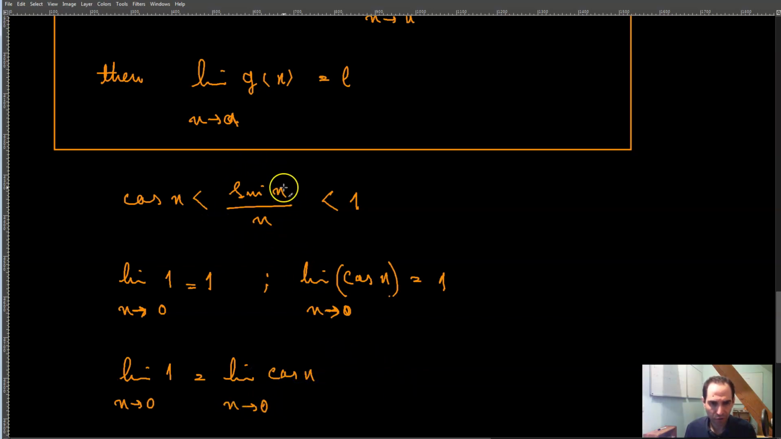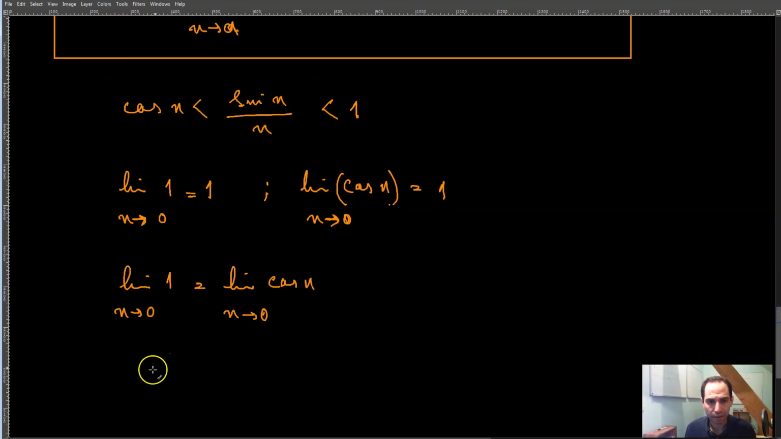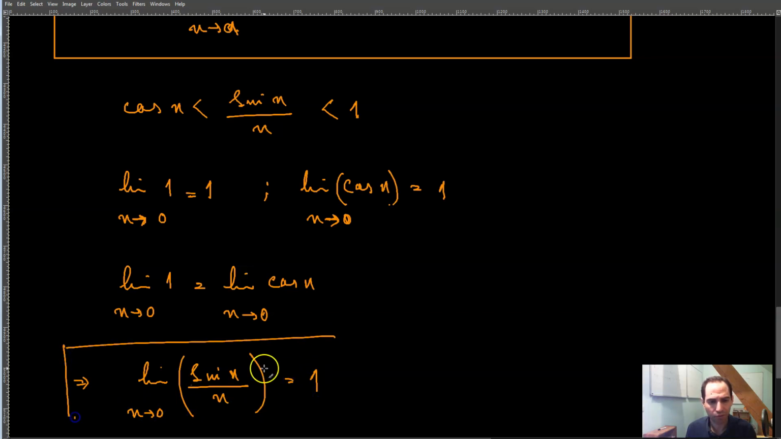So now, since this function is between the two functions, based on the Sandwich Theorem, you can say that the limit of sine x by x as x tends to 0 is equal to 1. And that way you can prove this theorem. It's pretty simple, although I followed the way that they have put everything together, but well, pretty simple.